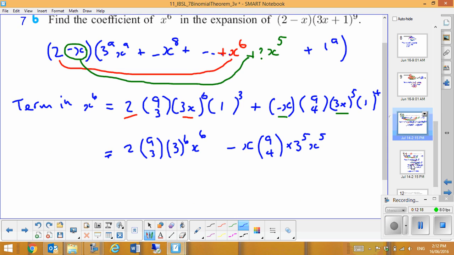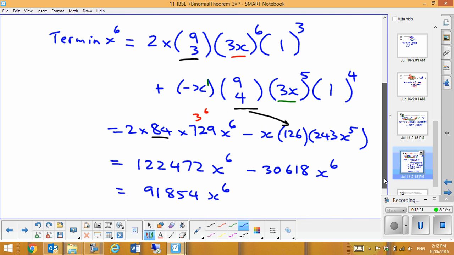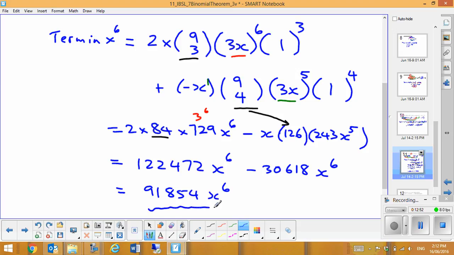All right, and when you do that, just going back to our notes from today, we find out that 9C3 comes out as 84. 3 to the 6 is 729, and there's our x to the 6. There's our minus x. 9C4 is 126. 3 to the 5th is 243, and we've got x to the 5th. These x's multiply, so we end up with our x to the 6. Subtract them, and there's our term in x to the 6th. So usually there'll be 2 places to make that term, and you just need to find those 2 places.